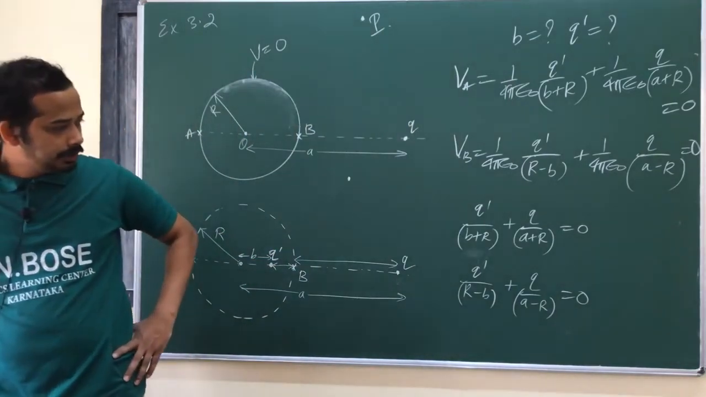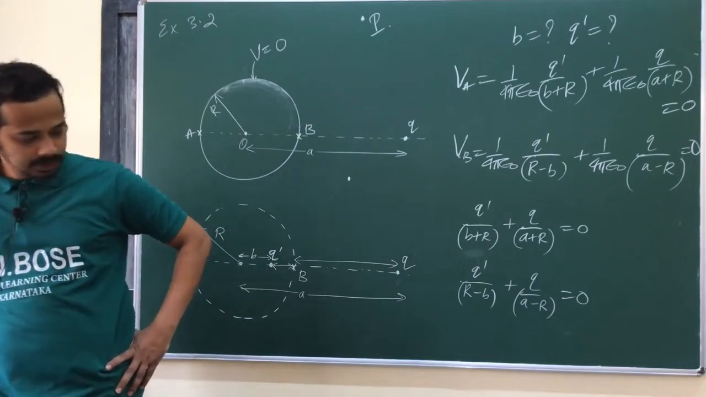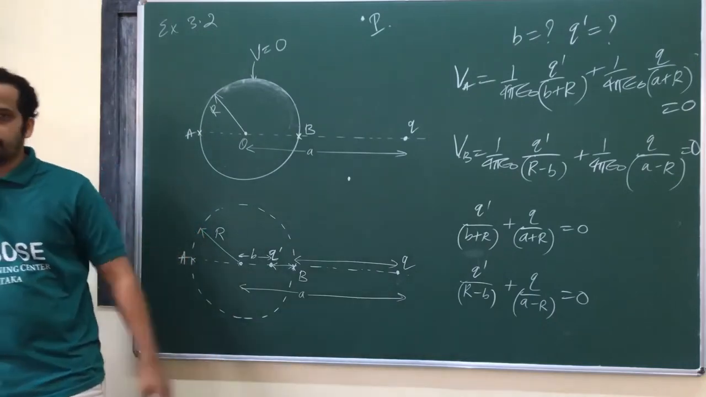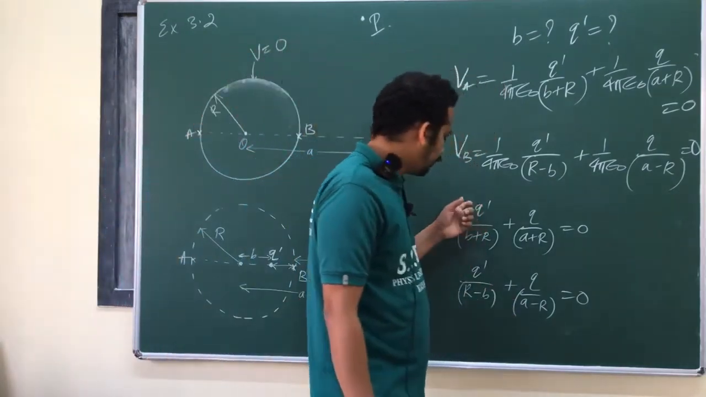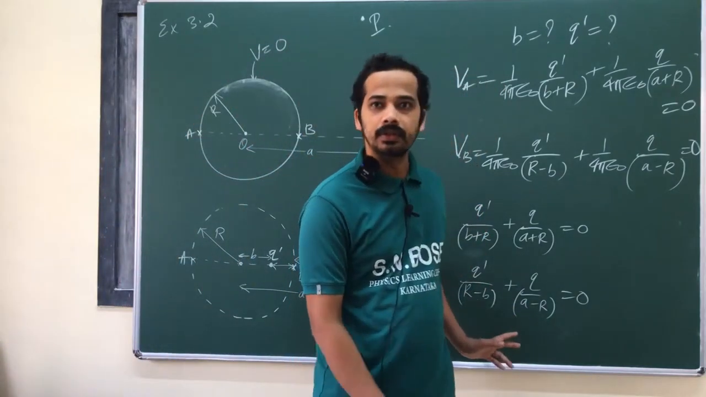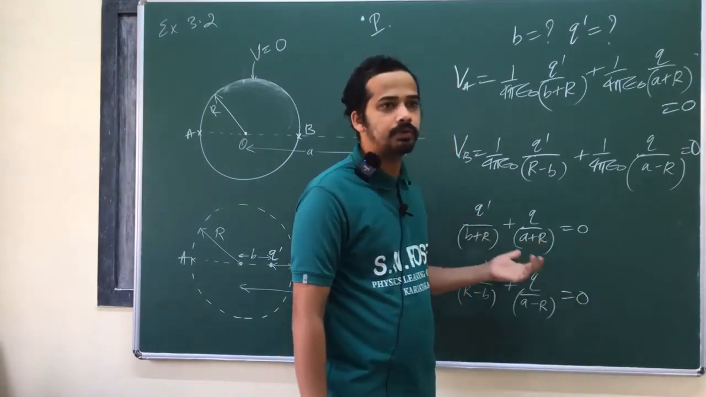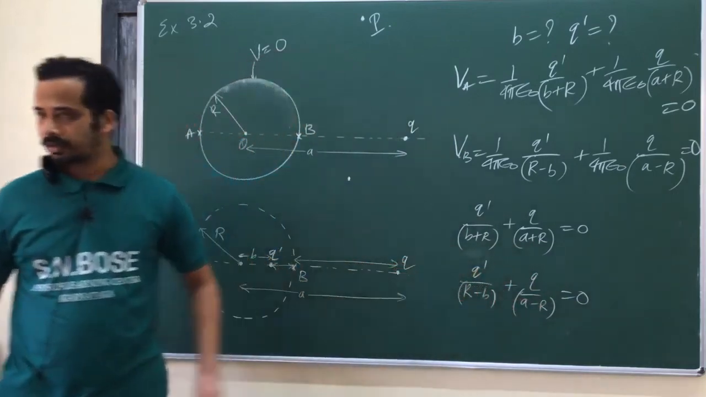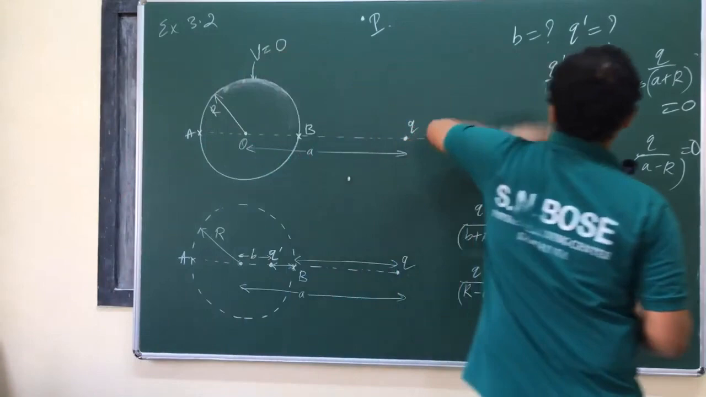Q dash divided by B plus R, Q divided by A plus R. Q dash divided by R minus B, Q divided by A minus R equal to 0. So can you do it? Let me write it directly. You solve for Q prime, substitute into the other and solve for B. Then substitute that B back and solve for Q prime. Two equations, two unknowns. Is that okay?